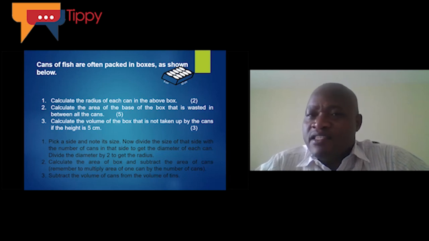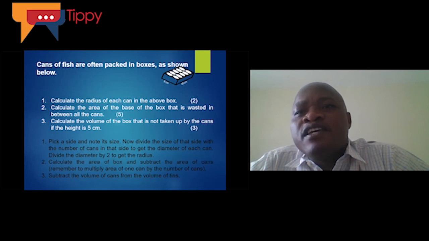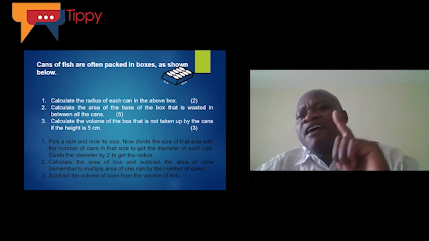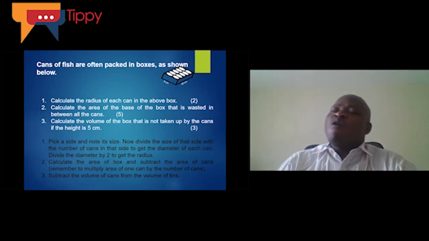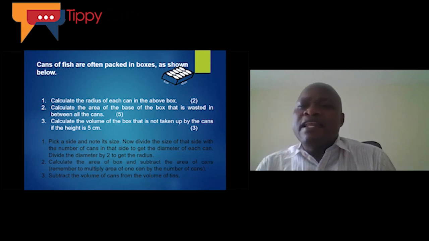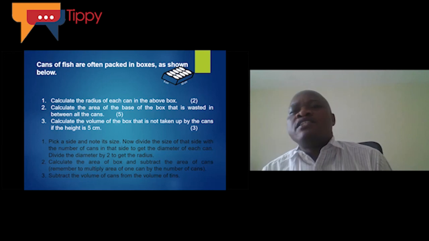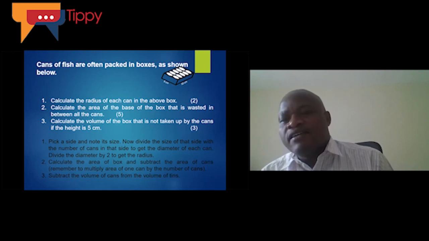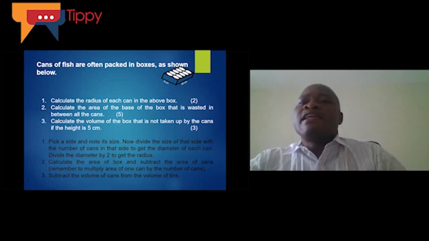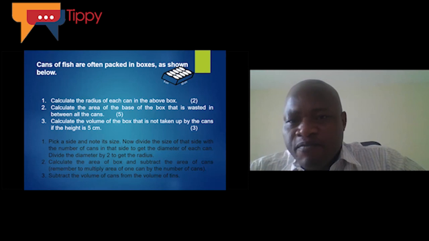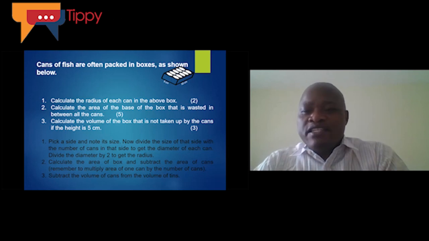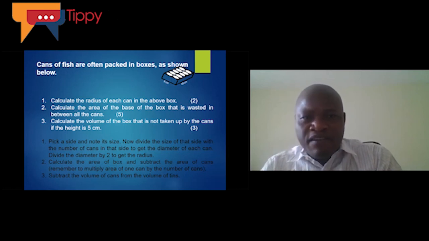How many cans do we have? 2, 4, 6, 8, 10. We've got 10 cans, meaning we're going to find the area of one can and multiply that area by the number of cans, which is 10. And then subtract that amount from the area of the box. That will give us the area that is wasted at the base.